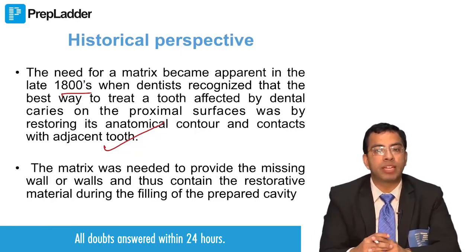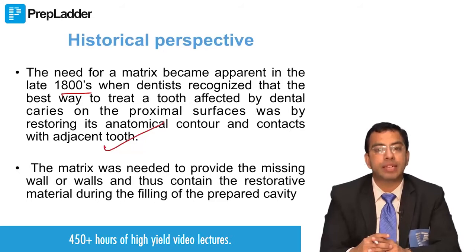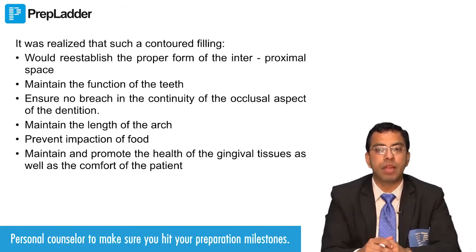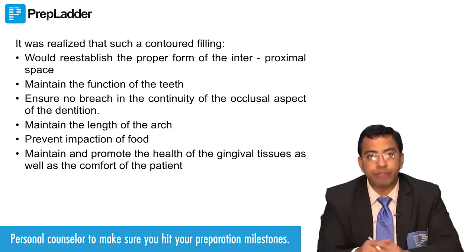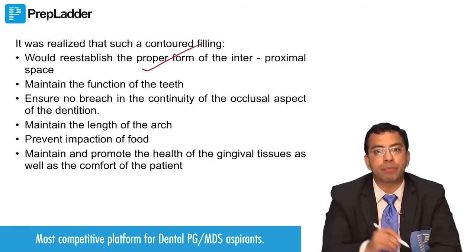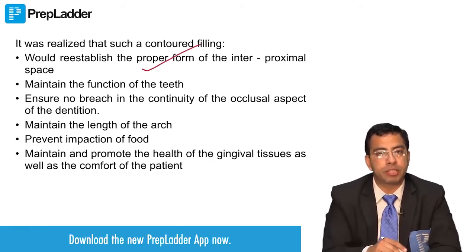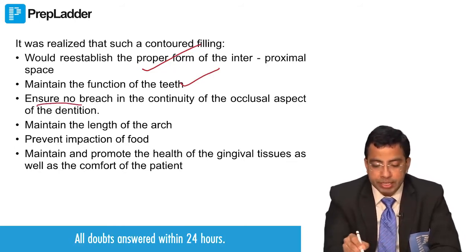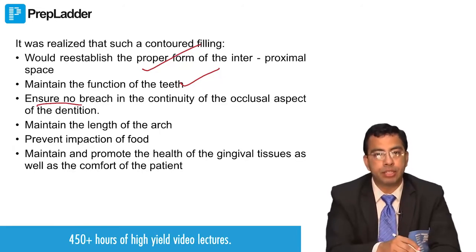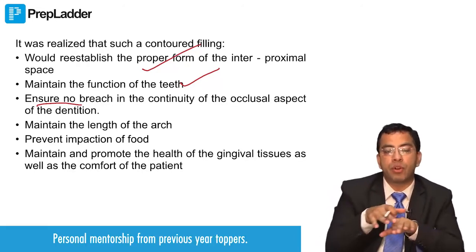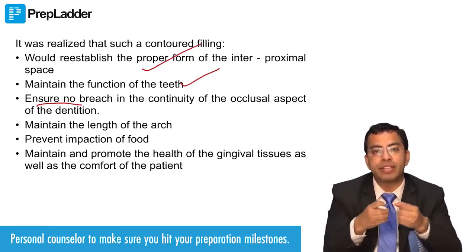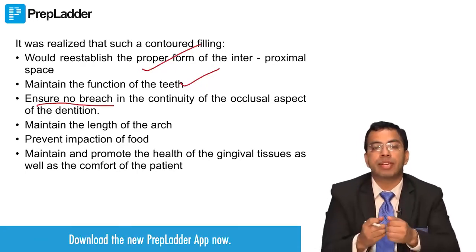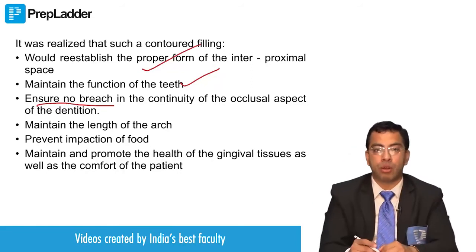The matrix was needed to provide the missing wall or walls and thus contain the restorative material during the filling of the cavity. And it was realized that such a contoured filling would restore the proper form and function of the interproximal space. It will maintain the function of the tooth, as I have already said. It will ensure no breach in the continuity of the occlusal aspect of the dentition. That is, on the chewing surface or on the occlusal surfaces, all the marginal ridges will be in contact with each other and there will be no gap in between the two teeth. If there is a gap between the two teeth, that will lead to food lodgement.